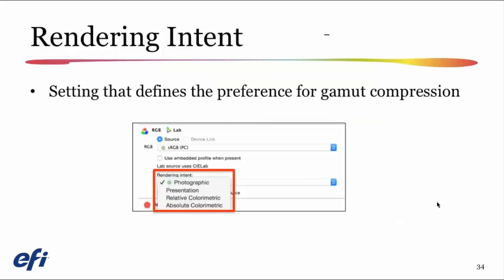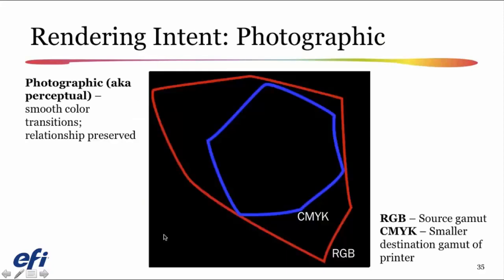When we look at the setting for rendering intent on the DFE, the rendering intent is essentially our preference for gamut compression. So you can think of it in this way. We're going to have to smash some of your colors. The rendering intent is your preference for how you would like the colors to be smashed in a particular instance or for a particular job. And there's four general settings for rendering intent. These are photographic, presentation, relative, and absolute colorimetric. Let's look at an example of how each of these rendering intents works.